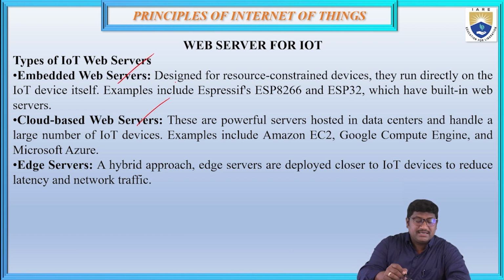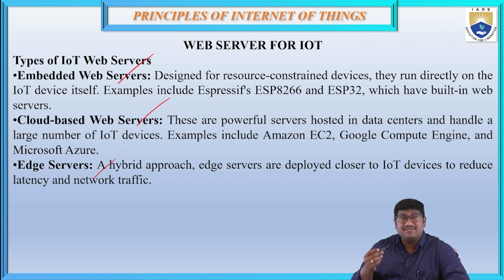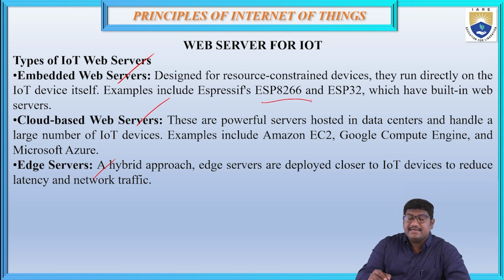Embedded web servers, cloud-based web servers, edge servers. These are the different kinds of web servers which we have. Coming to embedded web server, which is designed using resource-constrained devices, which can directly run on the IoT device itself. The best examples are ESP8266 and ESP32, which have built-in web servers, which are embedded web servers.